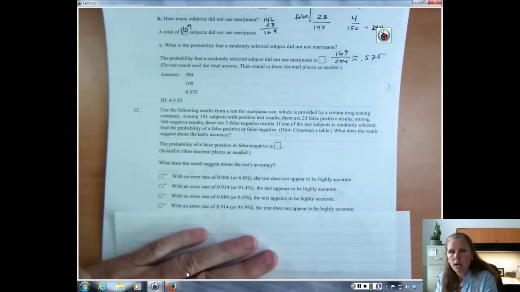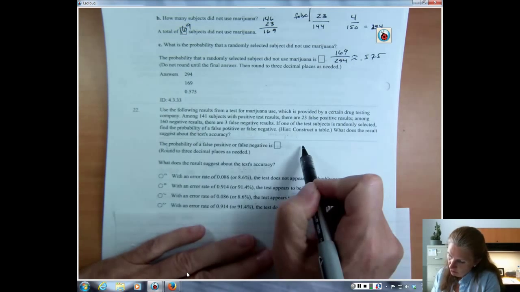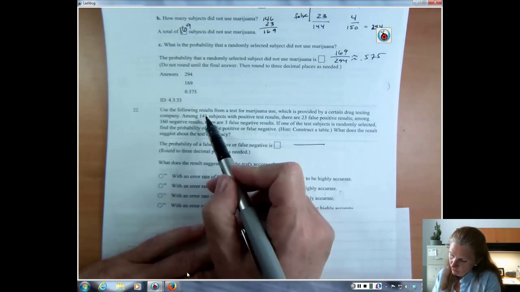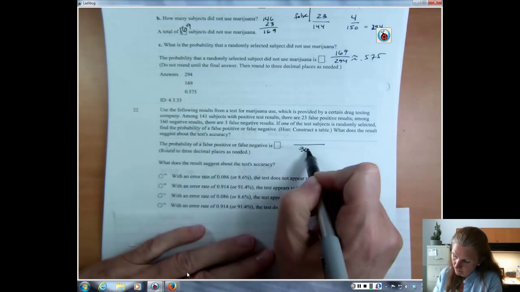Okay. Use the following results from the test for marijuana use, which is provided by a certain drug testing company. Among 141 subjects with positive results, 23 false positives, and 3 false negatives. If one of the test subjects is randomly selected, find the probability of a false positive or a false negative. So we want to know how many people were tested altogether. There was 141 and 160, so we had 301 people that were tested.